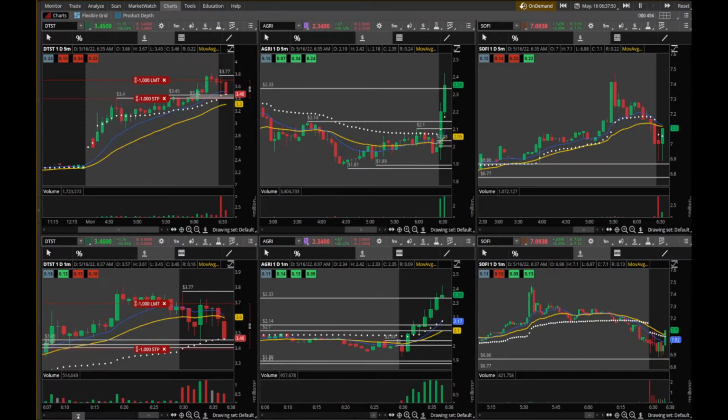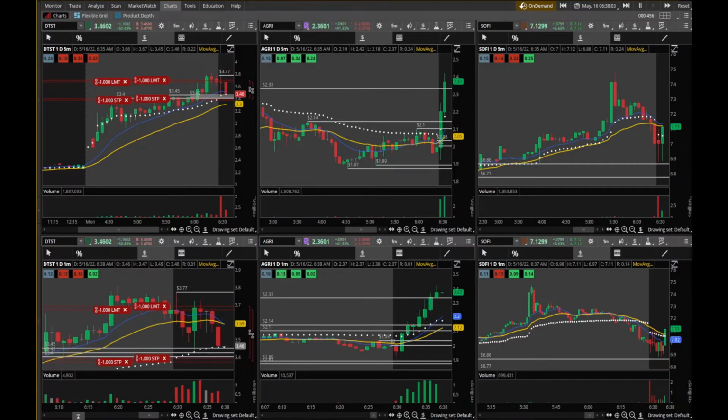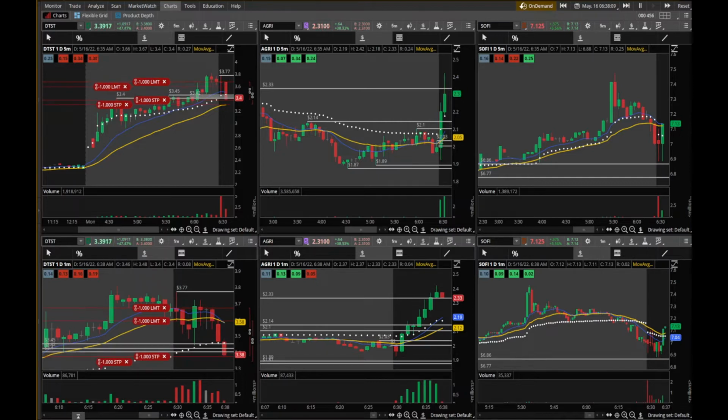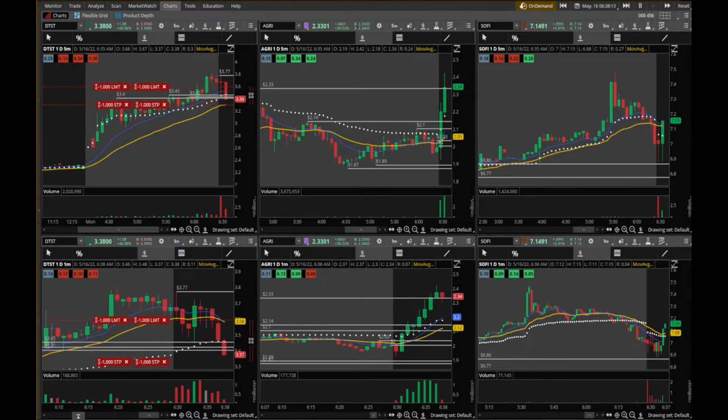I exited part of that for a small loss because I want to get in lower. And Sophie went ahead and broke out without me. That's okay. I could get stopped out on these, and I did, and I jumped back in because I like that level.